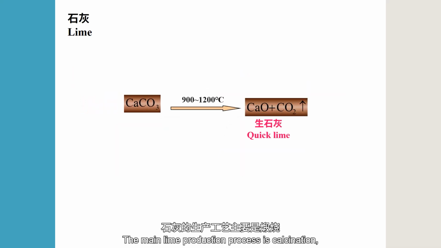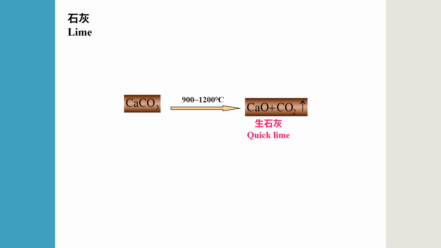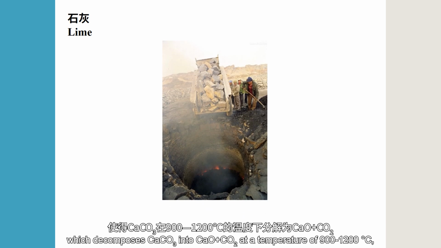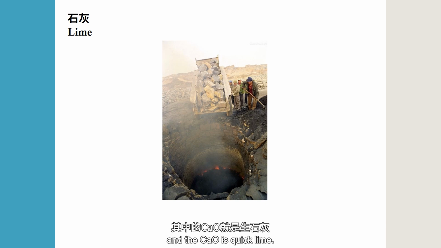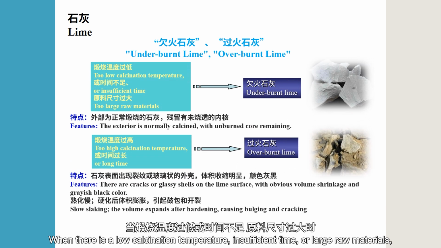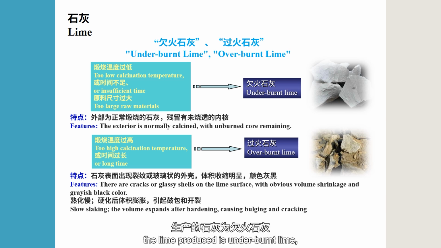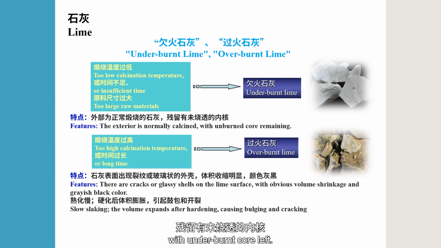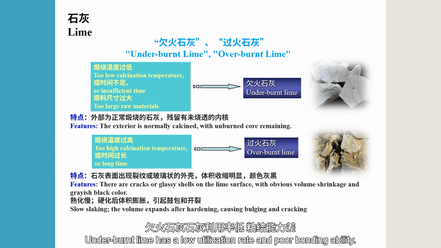The main lime production process is calcination, which decomposes CaCO3 into CaO plus CO2 at a temperature of 900 to 1200 degrees Celsius, and the CaO is quicklime. When there is a low calcination temperature, insufficient time, or large raw materials, the lime produced is underburnt lime, characterized by normal calcined lime on the outside, with underburnt core left. Underburnt lime has a low utilization rate and poor bonding ability.